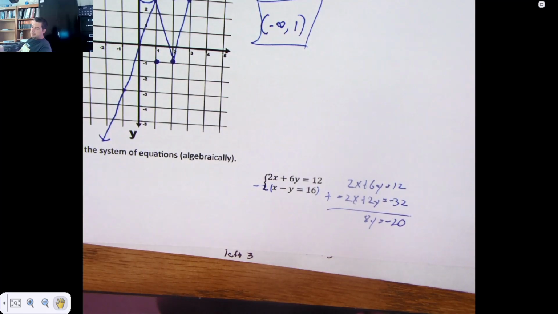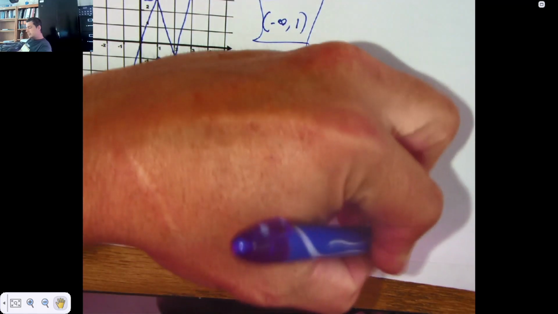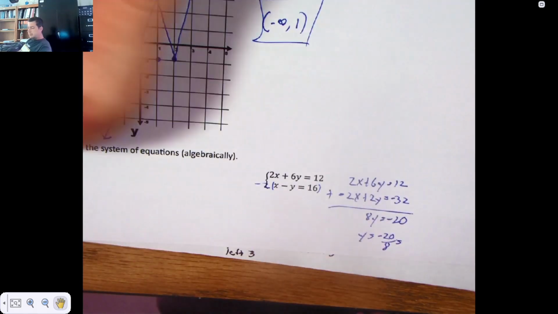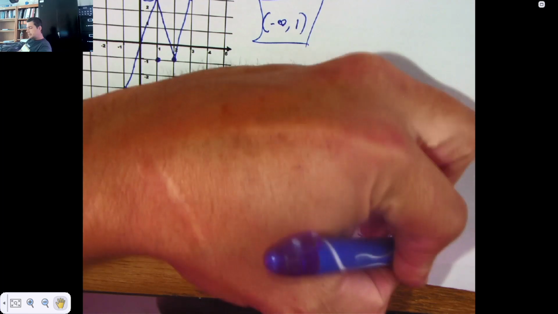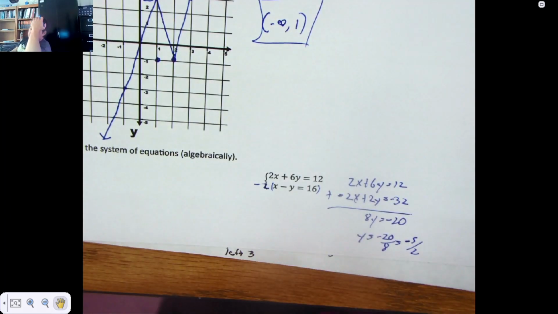Okay, so we got a fraction. That's okay. Y is -20 over 8, which is -10/4, which is -5/2. And when you take your test, it'll be something I designed to come out to be a nice, decent answer. Of course, this isn't that bad. It's really not. Anyways, what do I do with it now?